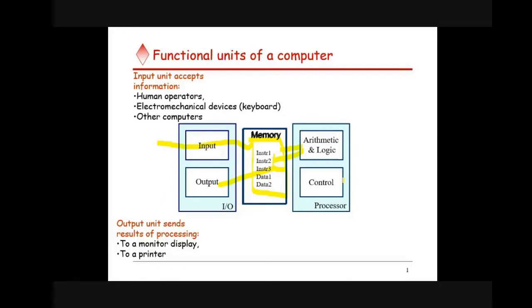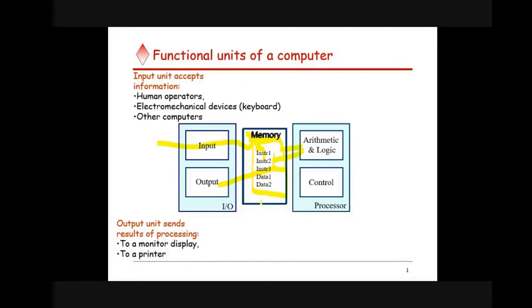What is the next unit you are having? The next unit is the middle one, that is the memory. So what will this memory unit be doing? When you look into the diagram itself, you can see that two things are included. One is instruction 1, instruction 2, instruction 3, like that, as well as data. So it means your memory unit can store instructions as well as data.